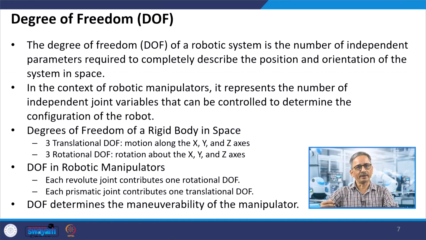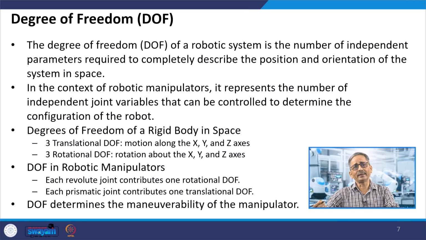In the context of a robotic manipulator which we are talking about, it represents the number of independent joint variables that can be controlled to determine the configuration of the robot. If a mobile robot is moving on a flat surface, say, it has 3 degrees of freedom. The 2 degrees of freedom correspond to the planar motion, where it is moving in the x and y direction, and 1 degree of freedom is about rotation, rotation about a vertical axis.